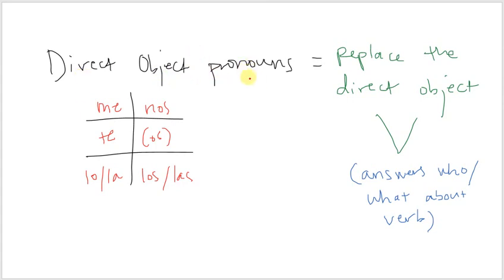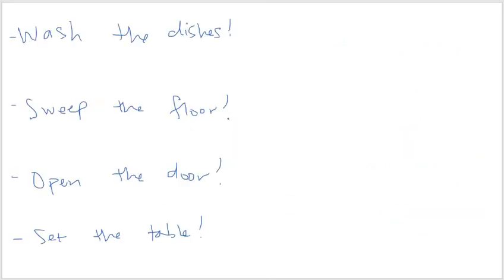Okay, so remember the direct object pronoun replaces the direct object in a sentence, and the direct object in a sentence answers who or what about the verb. So, going back to this, wash the dishes. The direct object answers who or what about the verb. So who or what am I washing? I'm washing the dishes. What am I sweeping? I'm sweeping the floor. What am I opening? I'm opening the door.